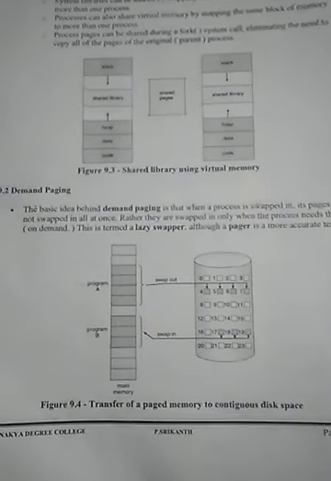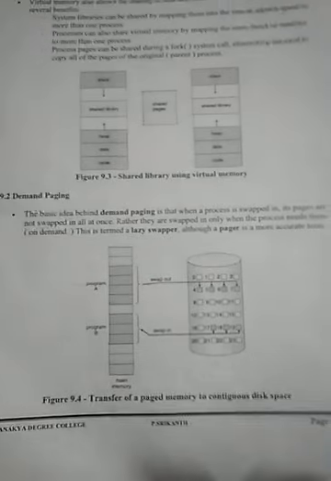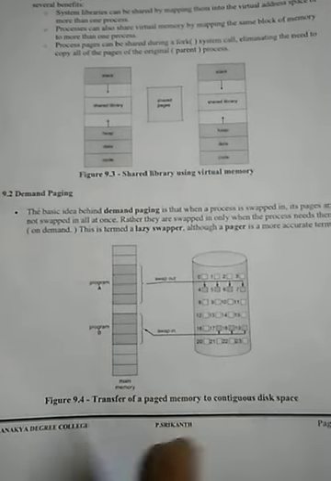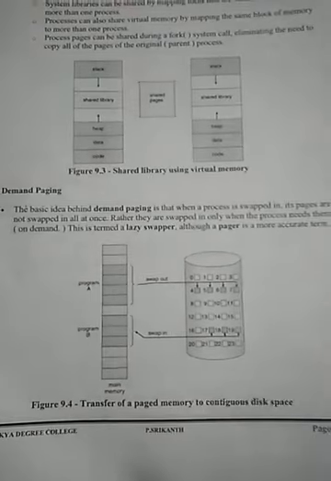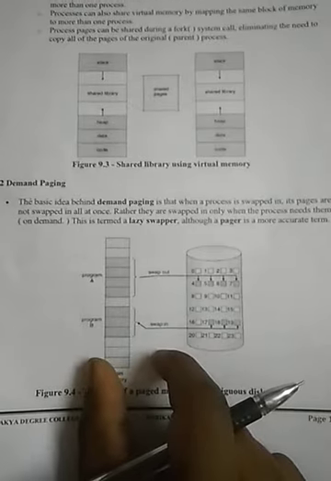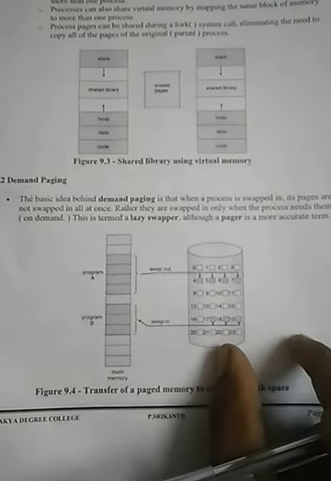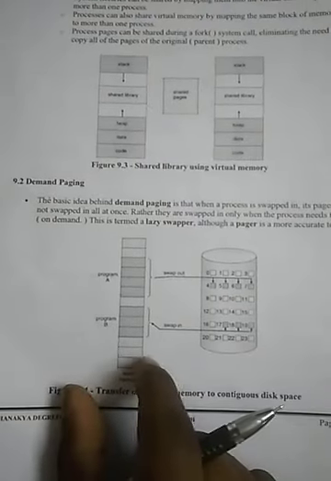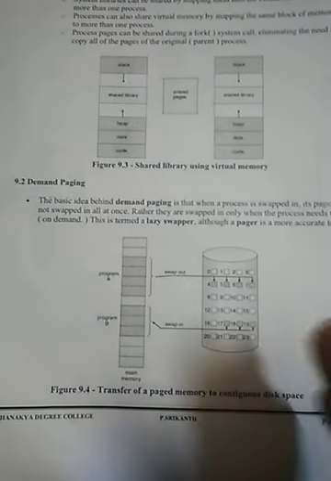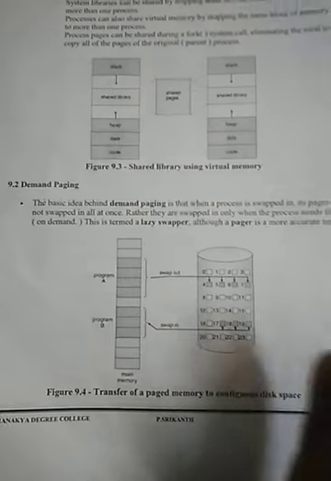So demand paging means that when pages are required, only at that time are the pages swapped into main memory from virtual memory. When the pages are required for a process, they are swapped in from virtual memory to main memory. It is called demand paging.